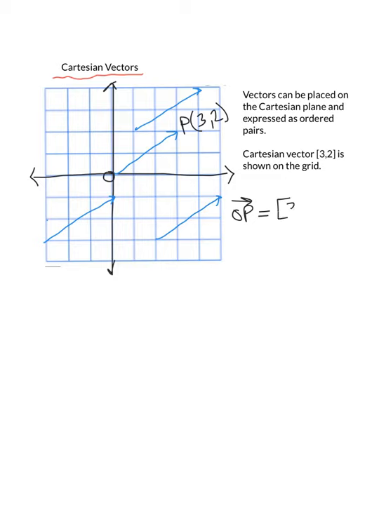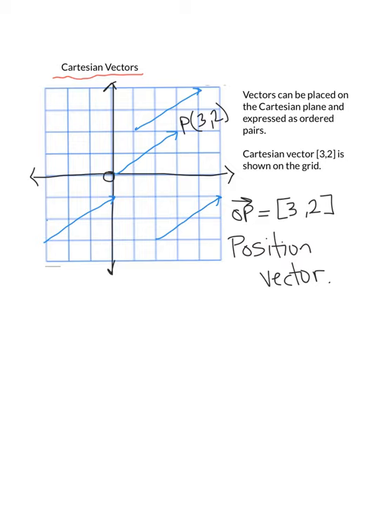So what we've created right here would be vector OP, which is equal to [3, 2]. And what this is actually also called is a position vector. All of the blue vectors that you see on my screen here can be shifted, slid, or translated to the origin, and they would be directly on top of that position vector.